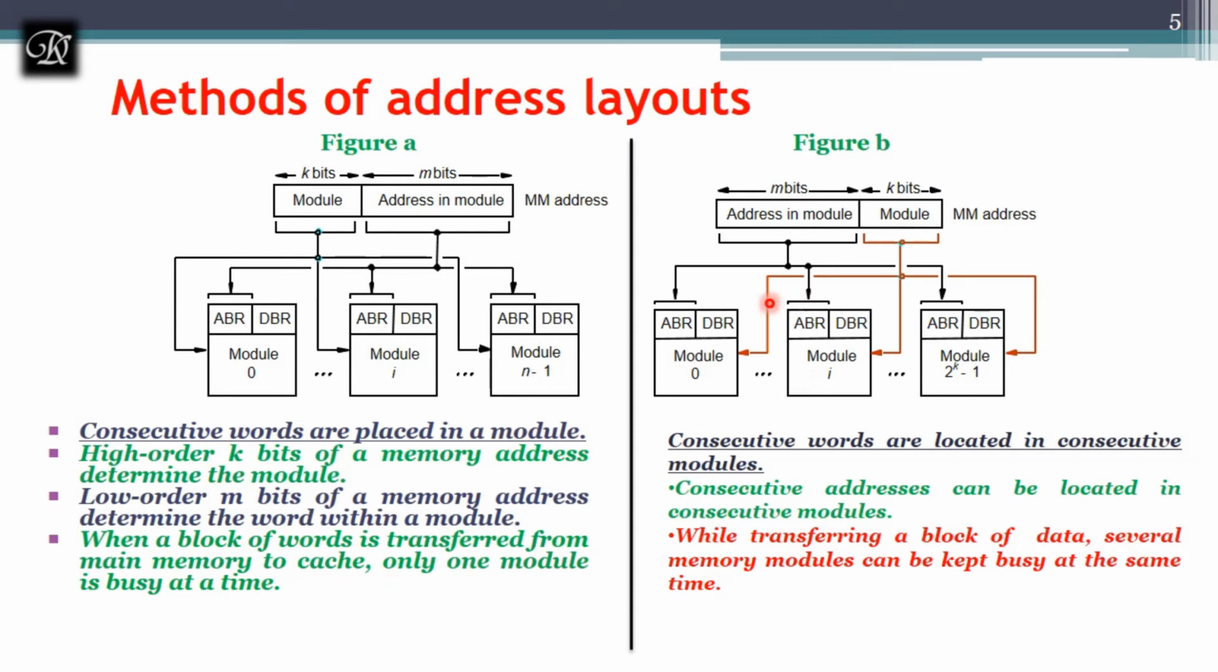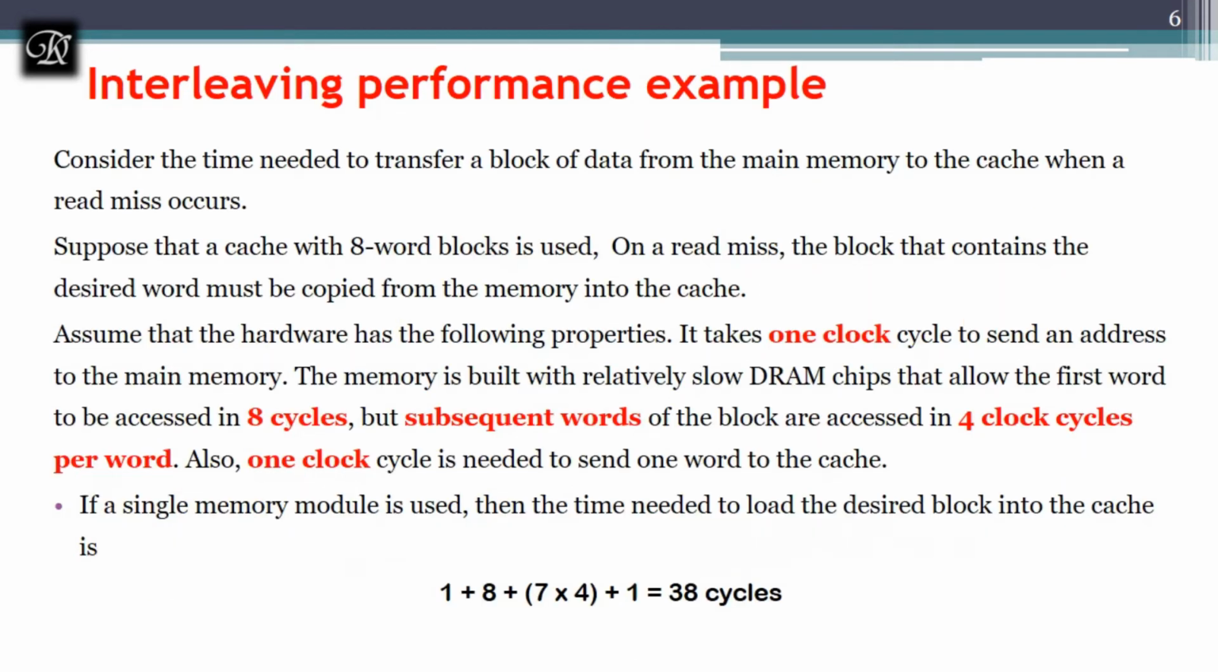So here the parallel access of the modules is supported. In the first model, because k bits are used to represent the module, in a given time only one module can be accessed. But here, because lower address bits are used for representing a module, we can use multiple modules in a given time, which is going to implement the concept of parallel processing. Let's see the example and we'll see whether we can improve the performance or not.